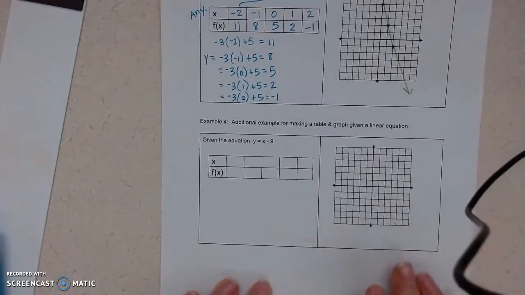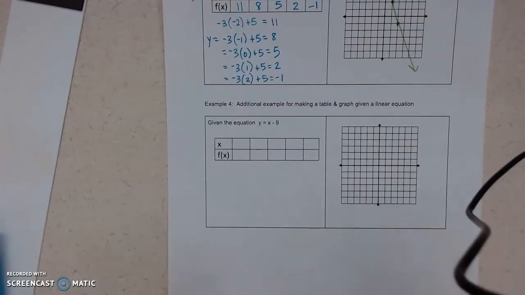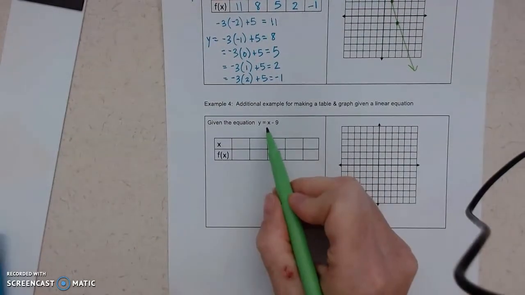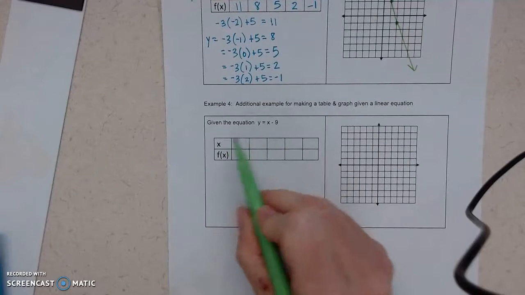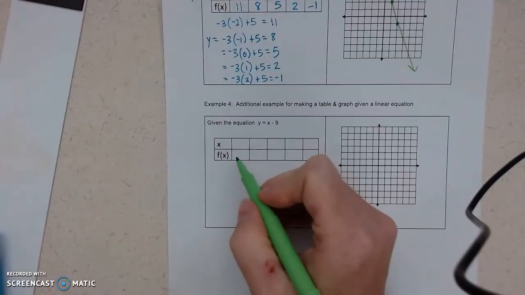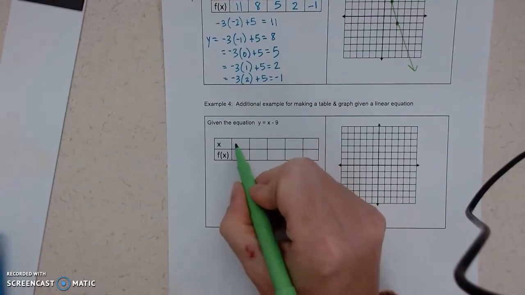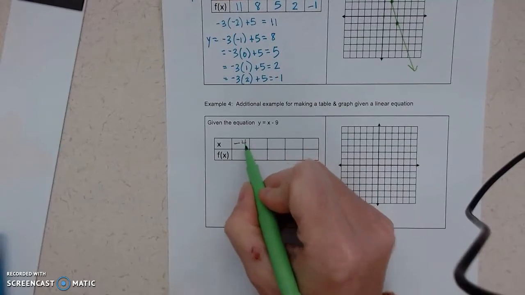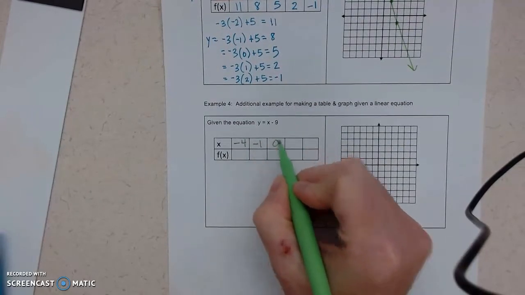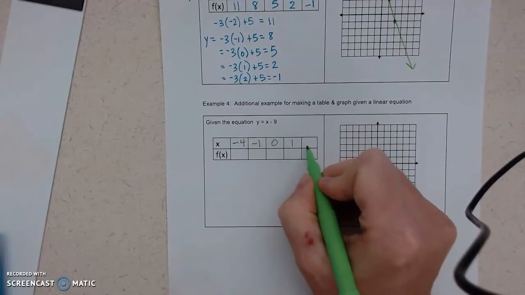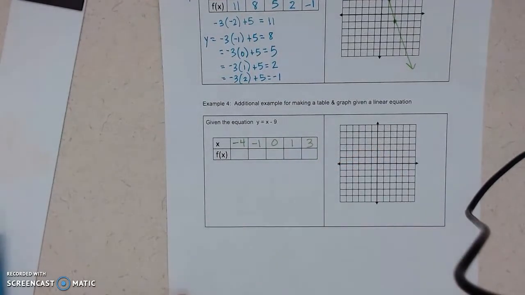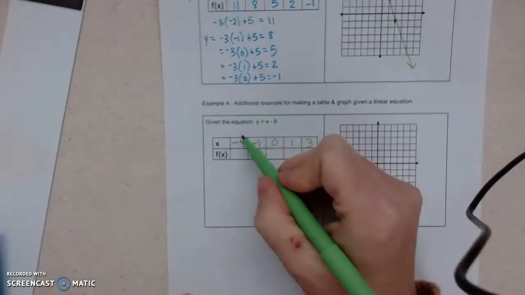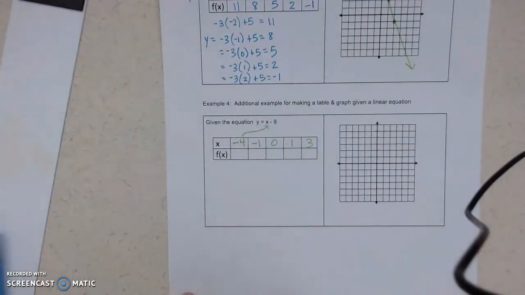And my last example, just another practice if you need it. Otherwise, you can go ahead and start on the homework. They give us an equation, y equals x minus 9. They don't give us any values that we have to use, so go ahead and pick whichever values that you want. I'm just going to skip around. I'll pick -4. I'll pick -1. I love picking 0, 1, and let's pick 3. So I just pick a random assortment. And we're going to substitute these values in for x.